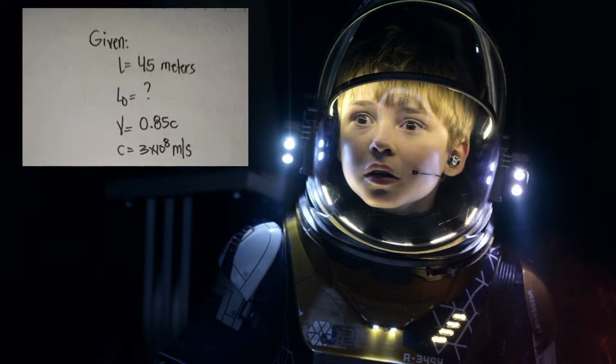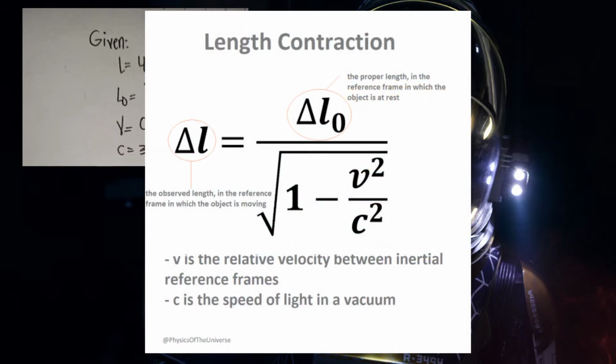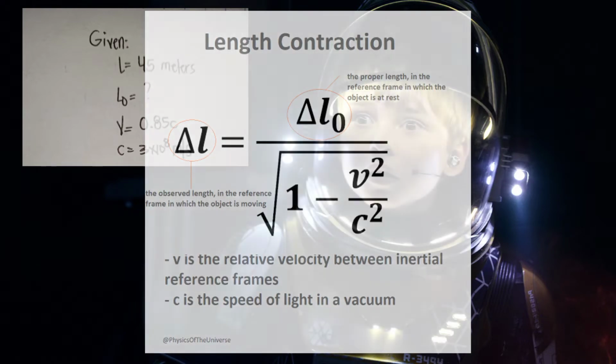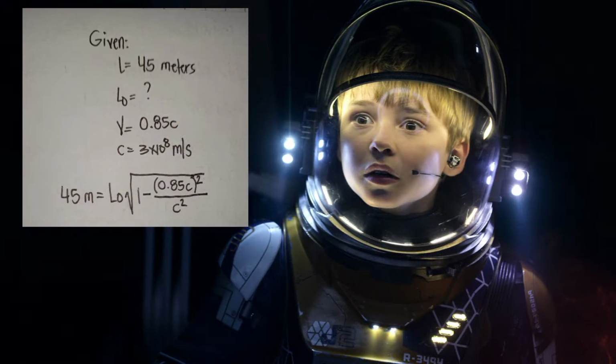Let's now identify the given values. We have the length measured from an observer outside the frame of reference, 45 meters. The speed of the Jupiter 3 is equal to 0.85 c. And we are going to find the length measured from an observer inside the frame of reference. We now use the length contraction equation. We have 45 meters is equal to LO square root of 1 minus 0.85 c squared divided by c squared.